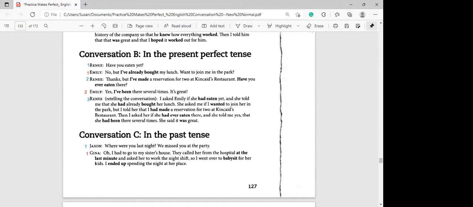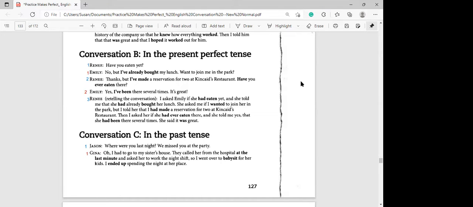Have you eaten yet? No, but I've already bought my lunch. Want to join me in the park? Thanks, but I've made a reservation for two at Kincaid restaurant. Have you ever eaten there? Yes, I've been there several times. It's good.